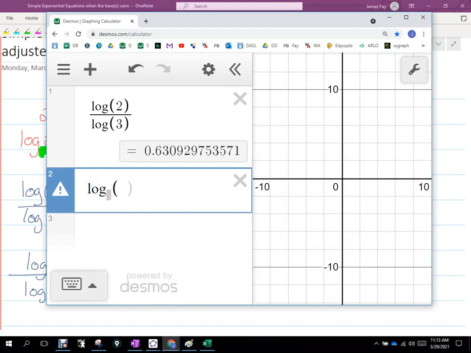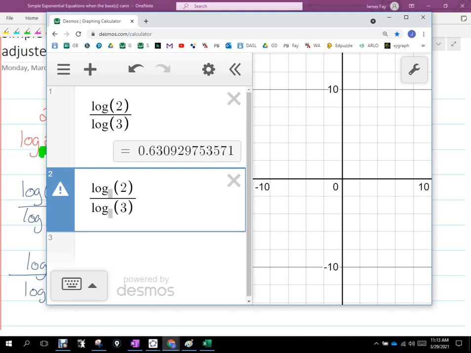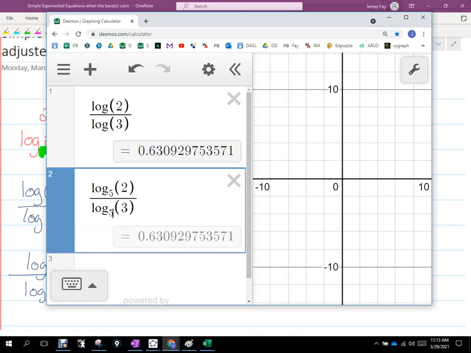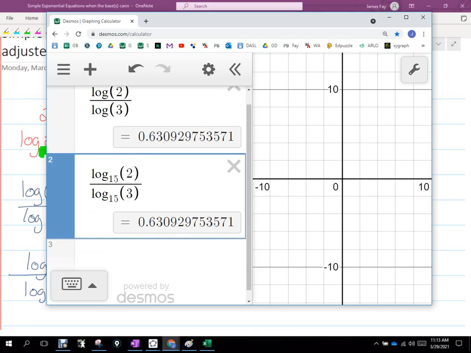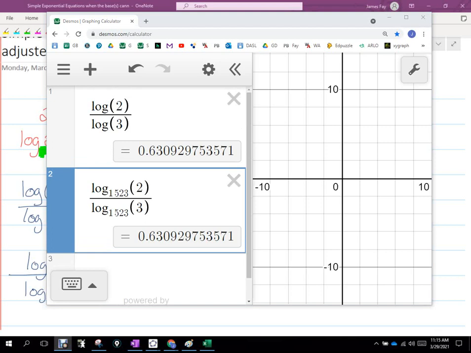All right, so if I go 2 divided by 3, okay. So if I put in a base of like 5, and then a base down here of 5, do I get the same number back? If I put a base of 15 in, do I get the same number back? If I put those bases in, do I get the same number back? So if the base doesn't matter, a lot of times, because our counting system is base 10, right? A lot of times we'll use just the common log.